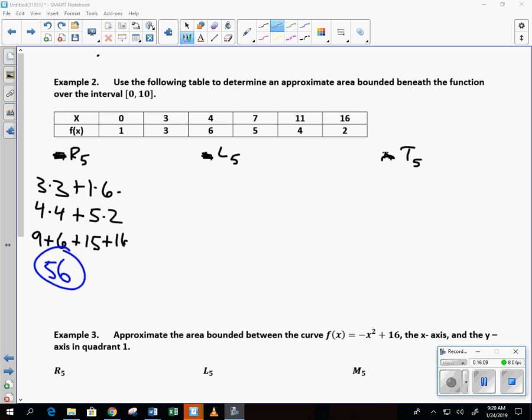Okay, so if I were to take this shape right here, notice how it would have a width of 3, right? It would have a height of 1, and then it would have a height of 3. And I would connect that together, it would make a trapezoid. Do you see that? So we have to consider the area of that trapezoid. What's the formula for the area of a trapezoid?